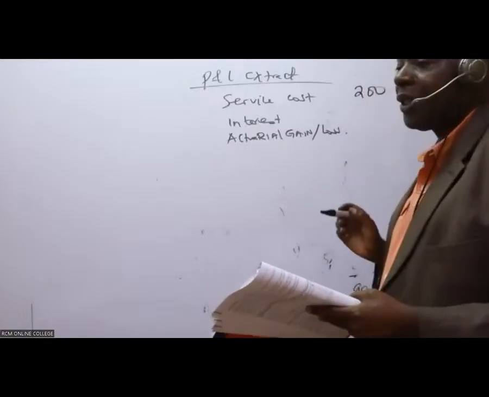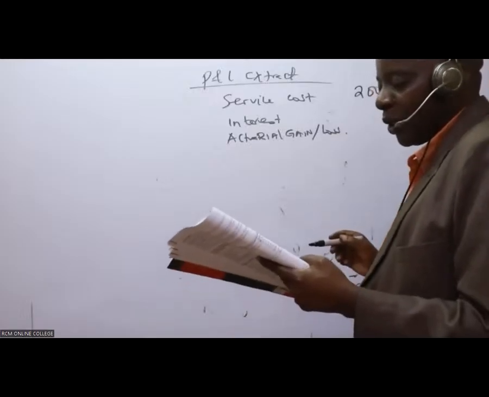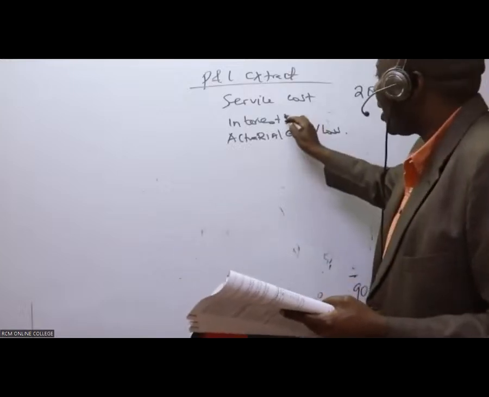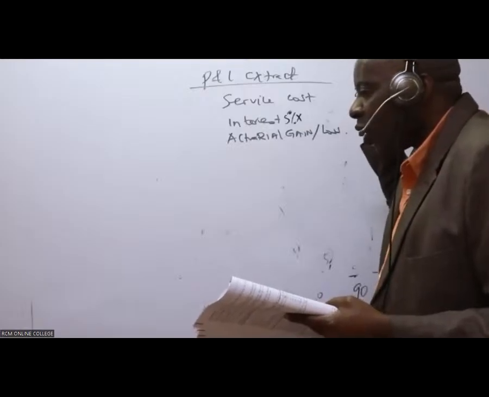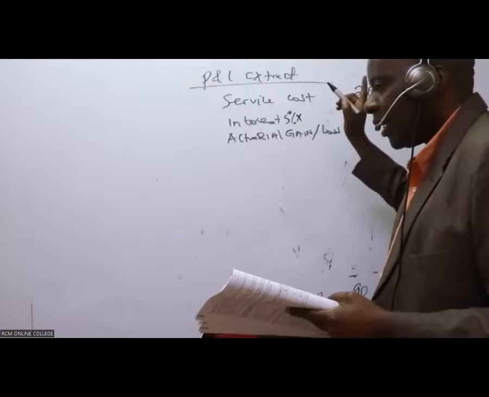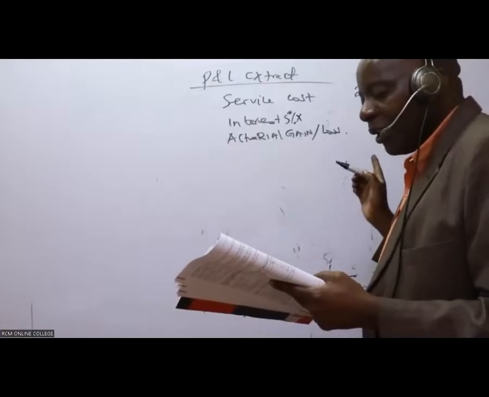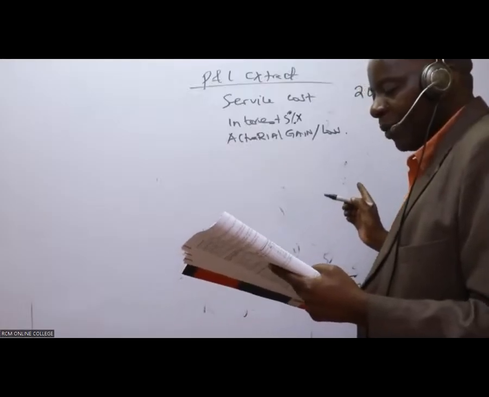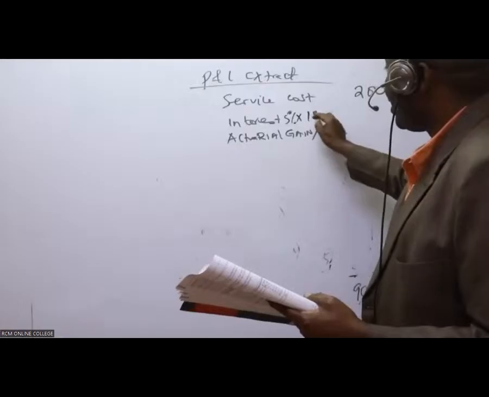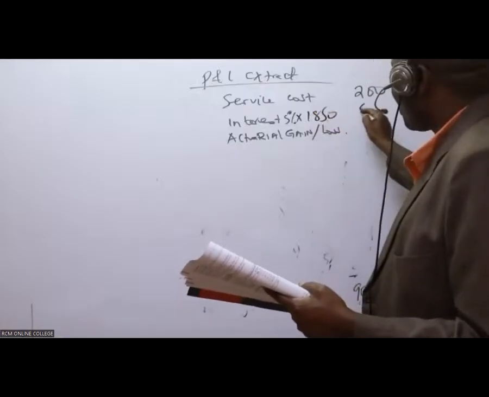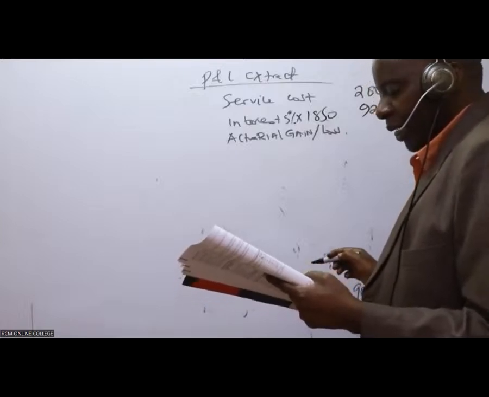How about interest? Interest, I should be able to take what times what? I can see the rate of interest there. It's 5% of the opening obligation. And the opening obligation, is there somebody who is able to see the opening obligation here? We have 1850, isn't it? 1850, which gives me 92 point what, somebody? 92.5.